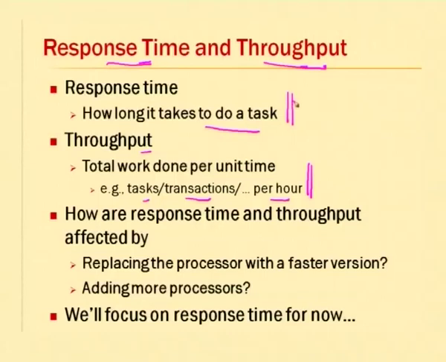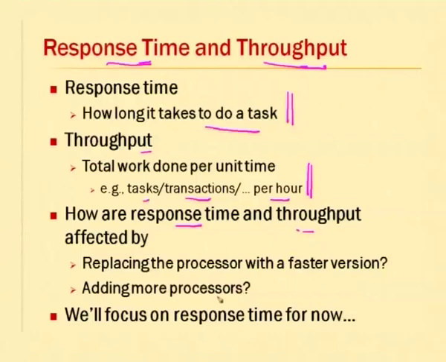So with respect to computer architecture, the questions that we would be interested in answering are, how are response time and throughput affected by replacing the processor, say, with a faster version or adding more processors? So what are these factors which are going to affect the response time and throughput? That is, how does the computer design affect the response time and throughput? This is what we need to understand. Right now what we will do is, we will focus on response time and try to understand how the performance of a CPU can be measured.